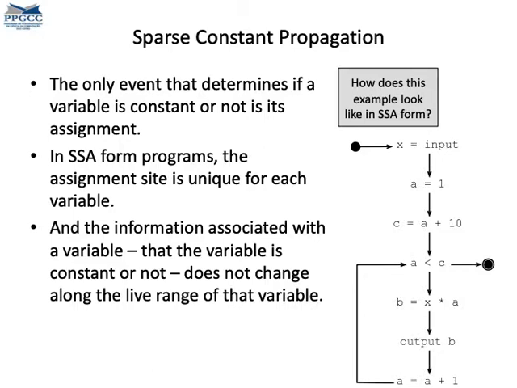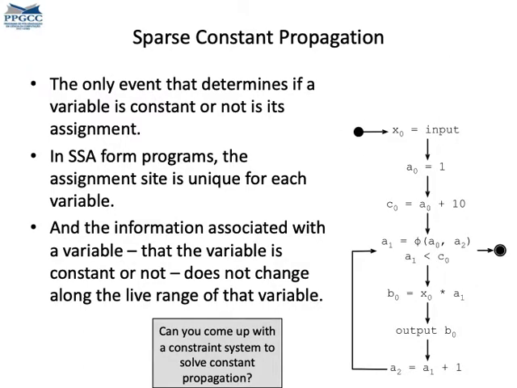The important observation here is that the only fact that causes a variable to be a constant or not is an assignment to it. But in SSA form, a variable has only one assignment site. So if that variable is constant at that site, then this information will not change for that variable. Let's see how this works for this example on the right side. You can see the example in SSA form. Let's think about constraints for this program.